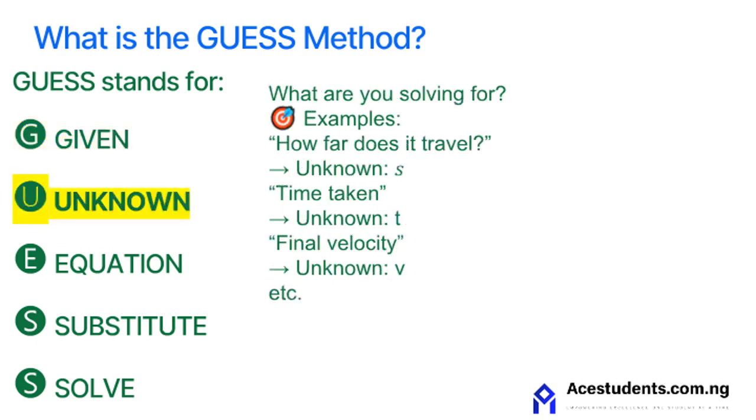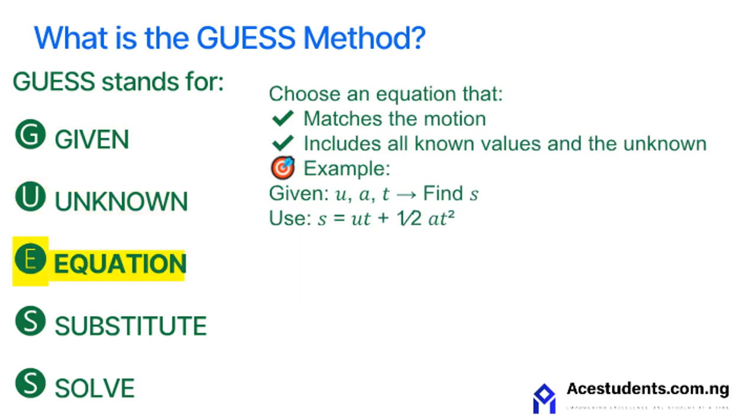Step 2. U is for unknown. Now identify the unknown, the quantity the question asks you to find. Step 3. E is for equation. Select the right formula. Pick the one that includes all your known values and your unknown.